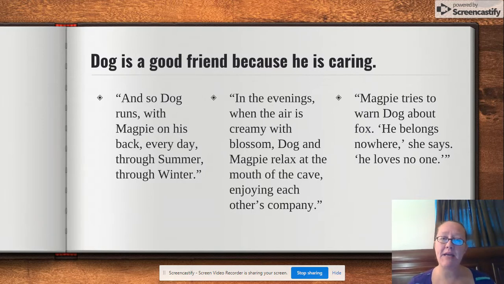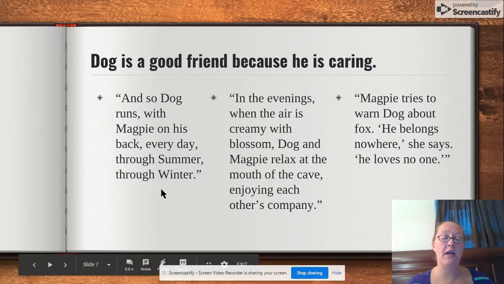Now, some of these quotes might really support my reason well. Some of them might not be as effective. So I want to test them and make sure that I can do two things. One, can I point to exactly the words that show my reason? And two, can I explain how it shows my reason? So let's test that. Okay.